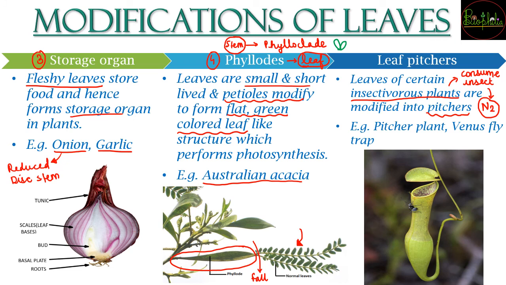So ये जो होगा, this is going to be the leaf modification wherein the insect is going to get trapped, and then this particular shut is going to close, and then the pitcher is going to get closed and the insect is trapped. So likewise these are some of the modifications of leaf. So 5 modifications of leaf we have covered. So likewise I hope you understood all of them.